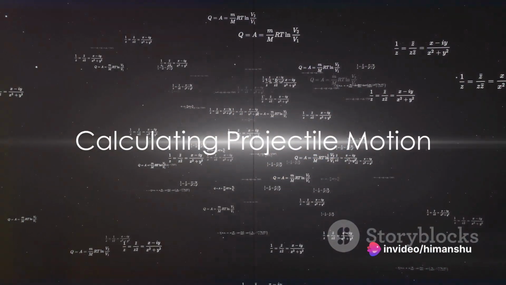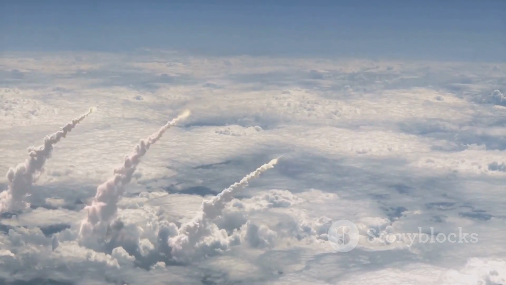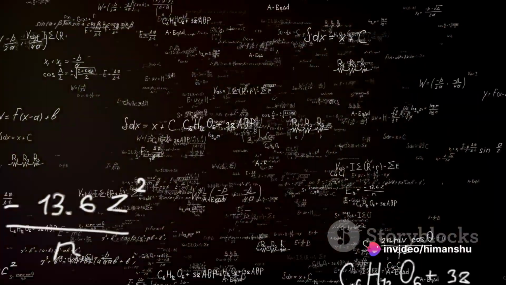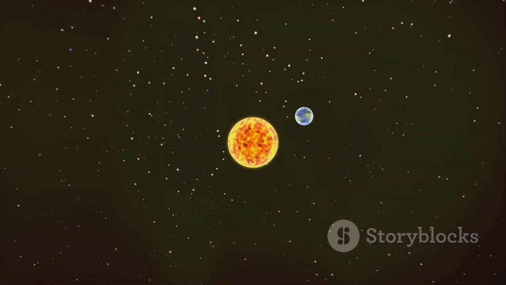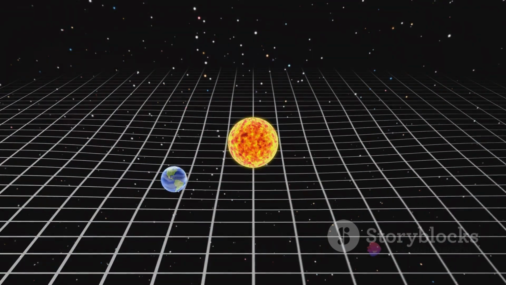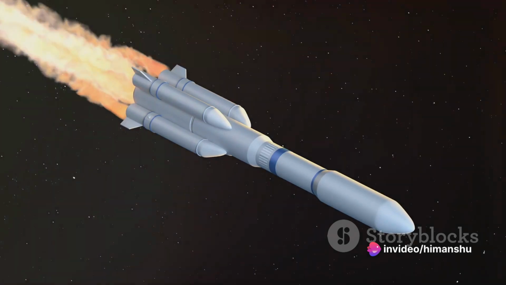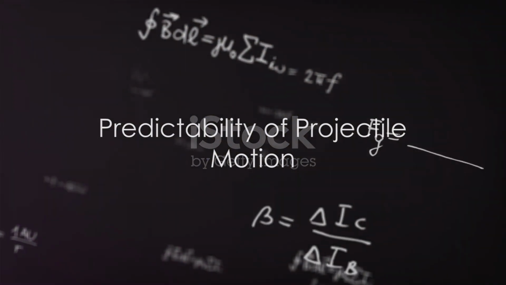Now onto the nitty-gritty. How does one calculate the aspects of projectile motion? There are four main elements: initial velocity, time of flight, maximum height, and range. Each of these has a specific formula, all of which derive from basic kinematic equations. Initial velocity is the speed at which the object gets thrown. Time of flight refers to the total time the object is in the air. Maximum height is the highest point the object reaches, and range is the horizontal distance the object travels before hitting the ground.